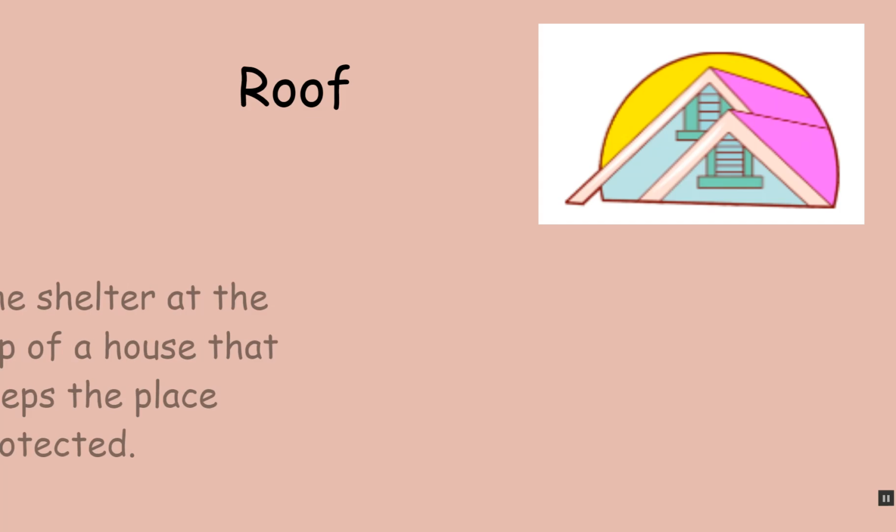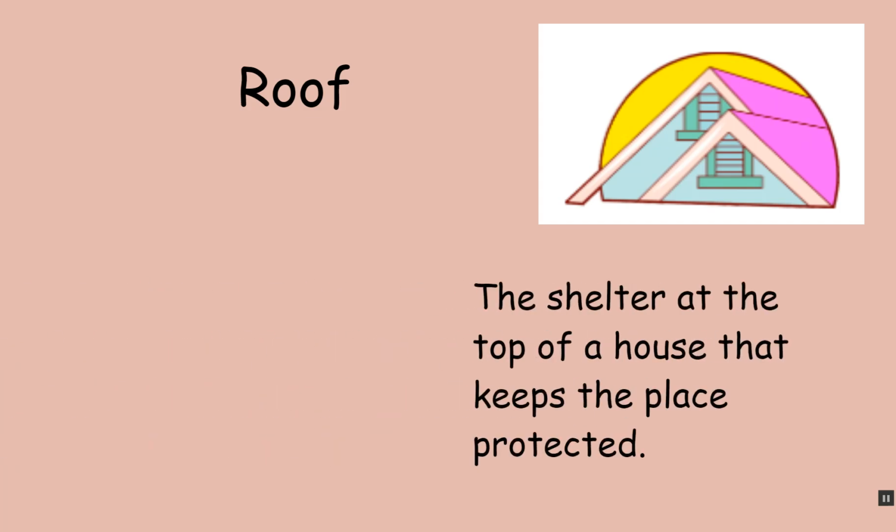Let's start with the places from top to bottom, talking about a house. We'll start with the roof. The roof is the shelter at the top of a house that keeps the place protected.